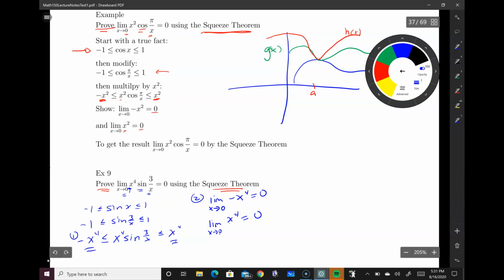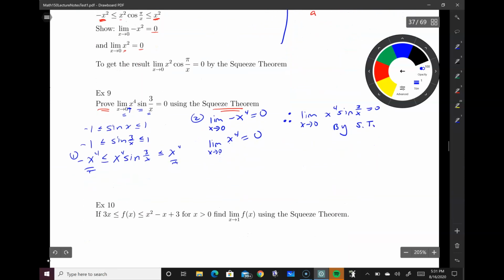So since the limit of these 2 is 0, therefore, and 3 dots is a nice way to say therefore, the limit of the one in the middle, x to the 4th sine of 3 over x, is 0 also, and you just need to say by squeeze theorem, the theorem that you're using.